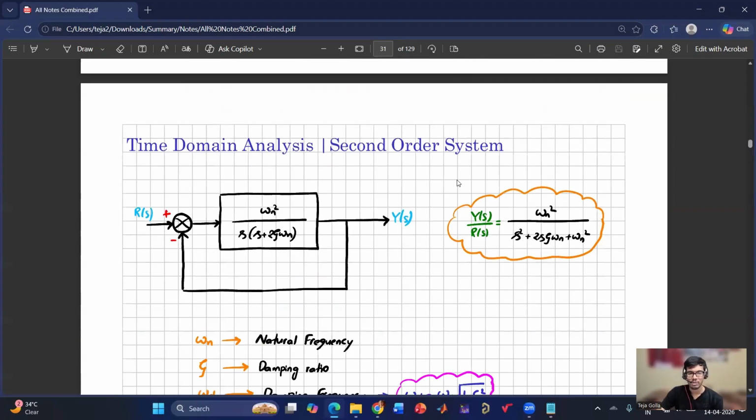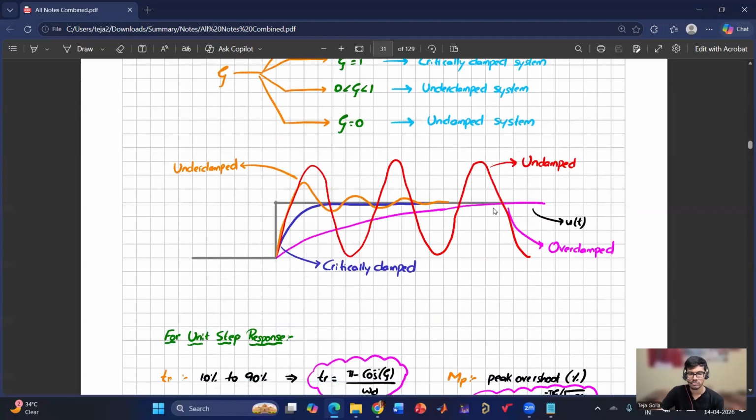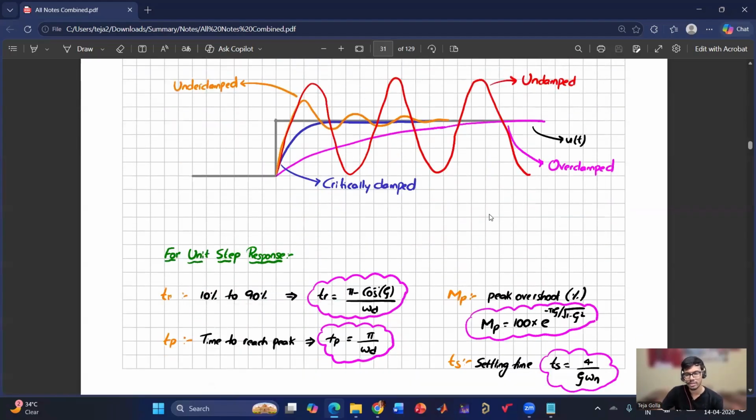And then same thing applies for second order system. But in second order system, you will have multiple damping. Based on the damping, there are four categories: underdamped, overdamped, critically damped, and undamped. So it is dependent on something called eta, which is the damping ratio. Omega n is the natural frequency, omega d is the damping frequency. And we have seen how the step response will look like. And we have also showed the same in the MATLAB as well.